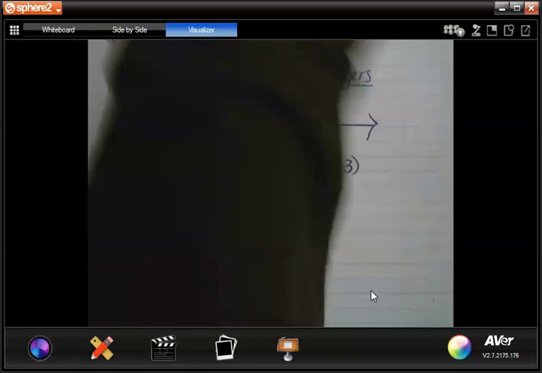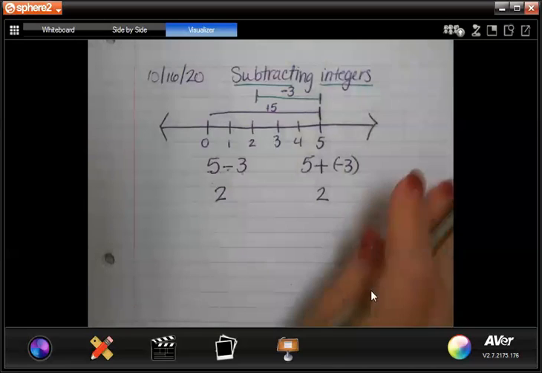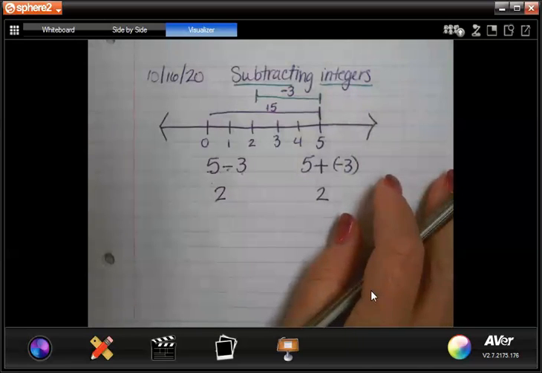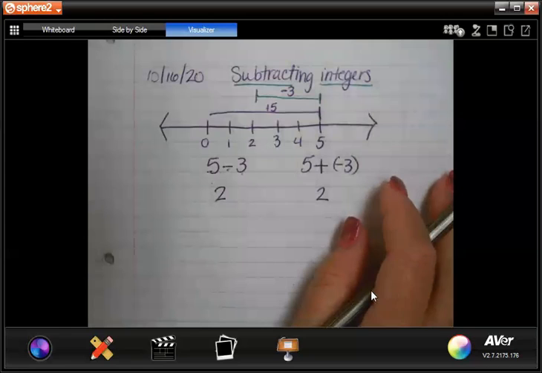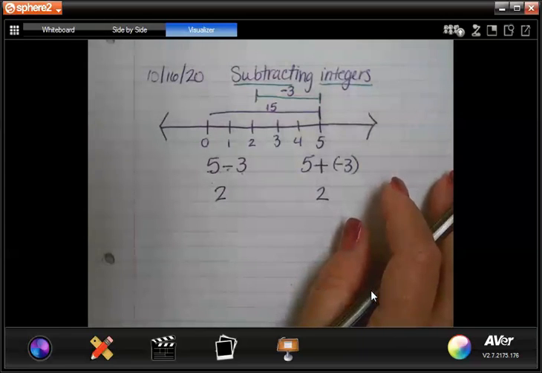So I'm just going to get right to the rule right now. I mean, we could spend a lot of time going over this, but I'm just going to tell you what the rule is for subtracting integers. Okay, you ready for this?